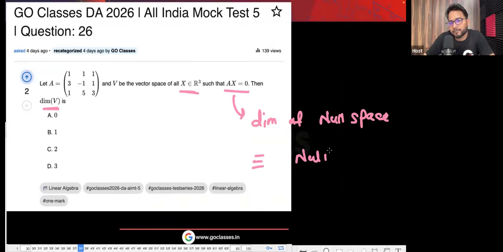Which is same as saying they're asking nullity, right? Which is same as saying number of columns, which are three, minus rank. I mean, they are just asking rank of this matrix. You can just subtract three minus rank, and that will be your answer. So you just need to find out rank of this matrix.